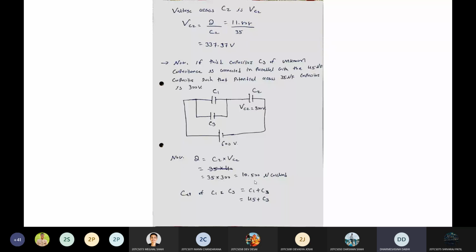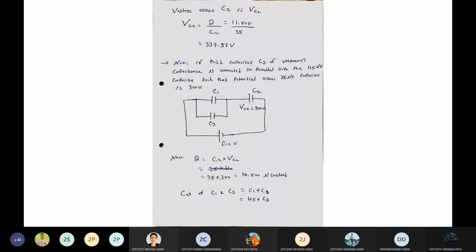Now, as you say, the voltage across C2 is 300, the supply voltage is 600. So now the voltage across C1 and C3 becomes what? 600 minus 300, 300 volt. Now our aim is to find out this unknown capacitance.